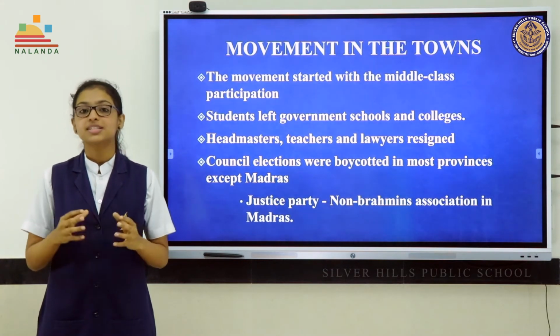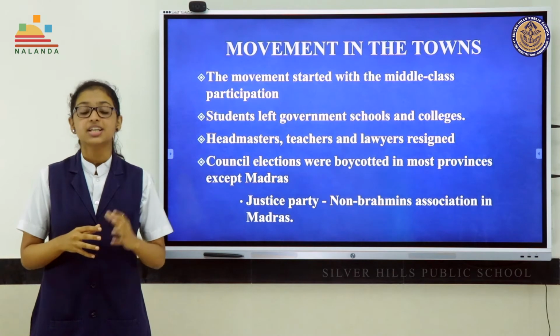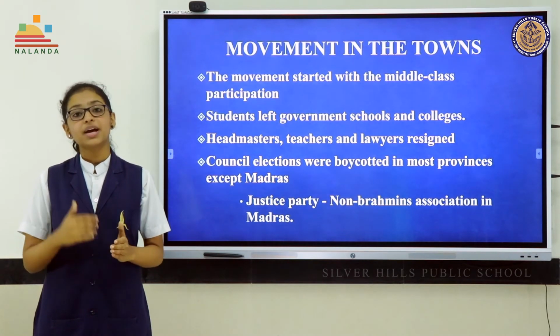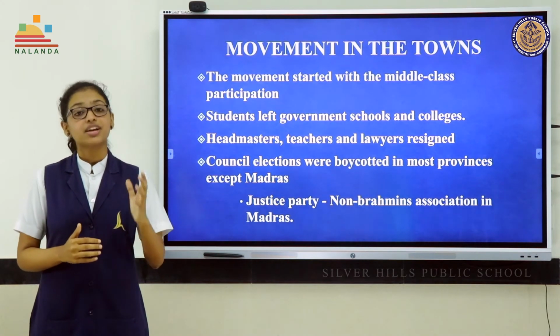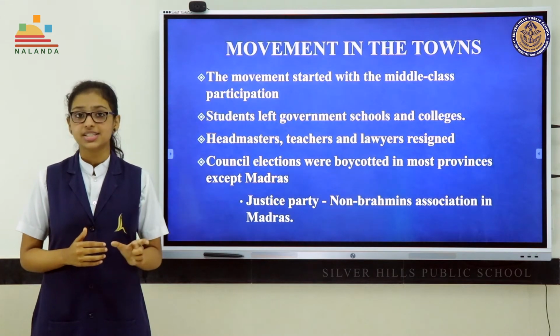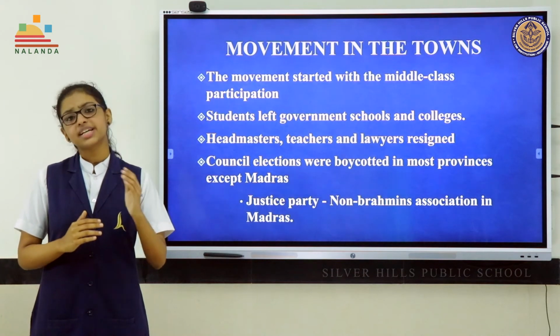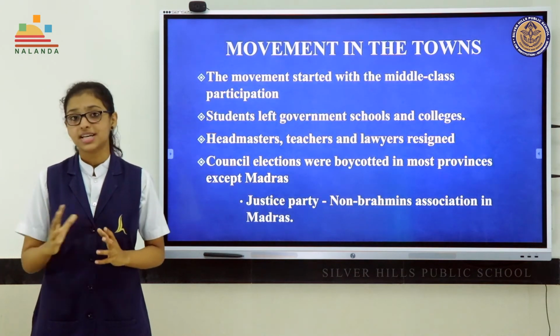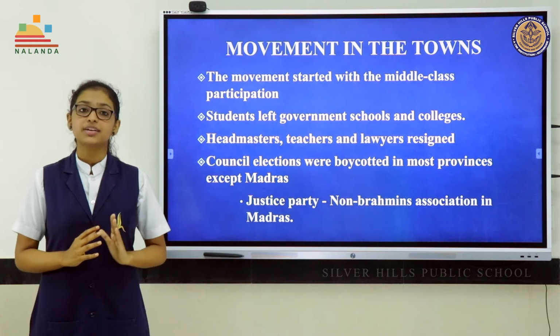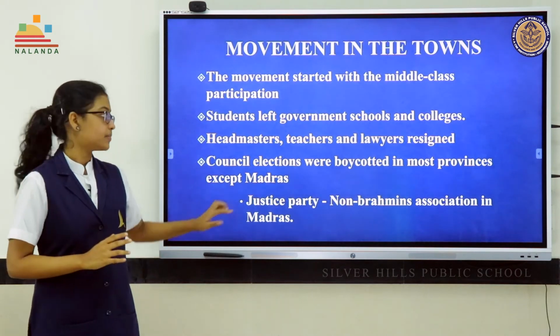So the non-Brahmins in Madras had formed an association called the Justice Party, and the members of this Justice Party were reluctant to boycott the council elections just because they felt that if they could enter the council, they could get some sort of power which only the Brahmins had access to. So except for Madras, all other elections were boycotted.